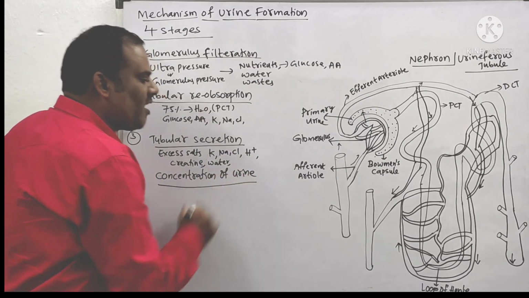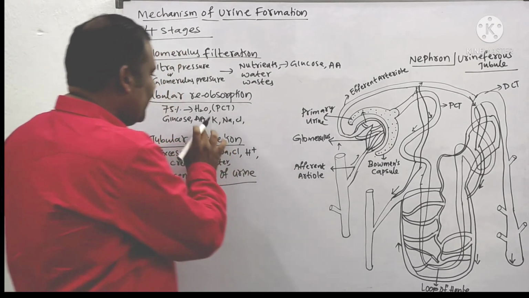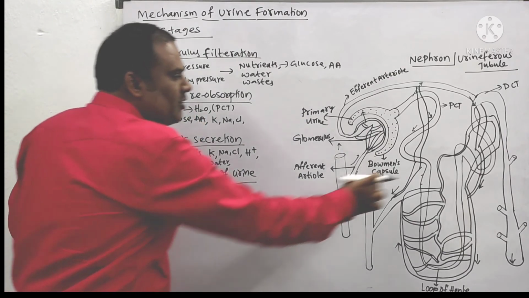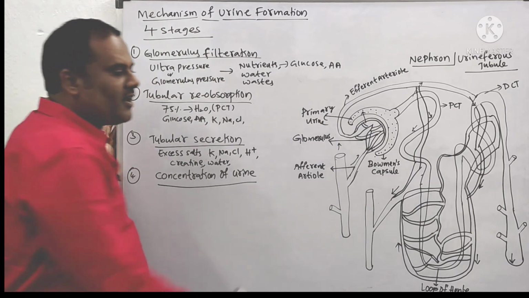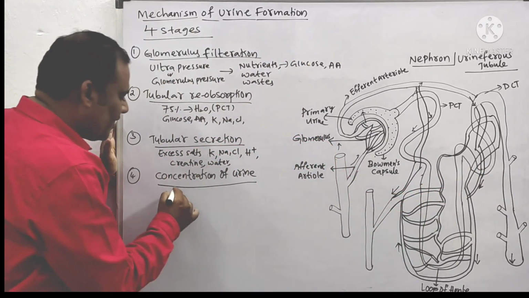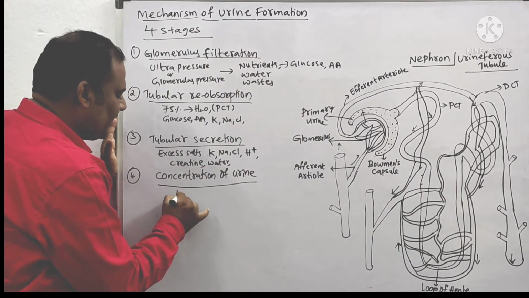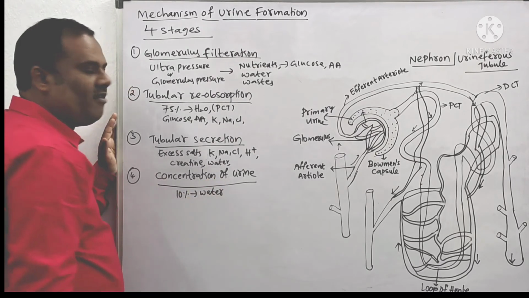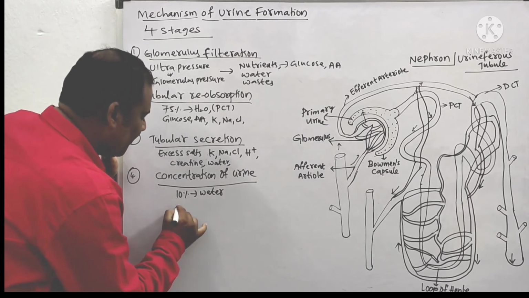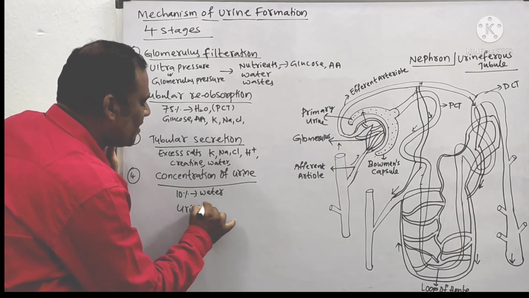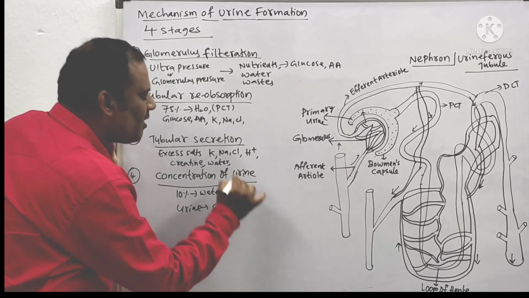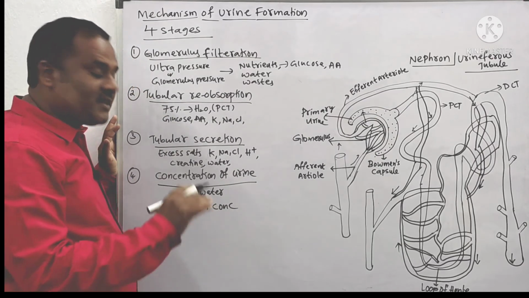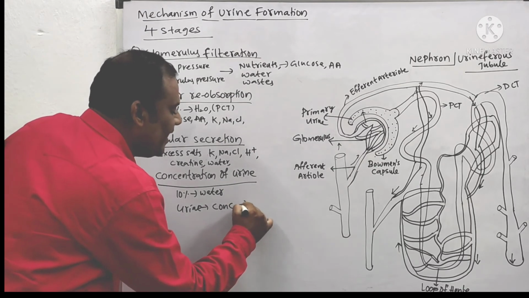Next, concentration of urine. And then what will happen? Here 75% of water is reabsorbed, and after that all the urine will come into the collecting duct. After coming into the collecting duct, still 10% of water will be reabsorbed here. And then the urine becomes concentrated. As this urine becomes concentrated, then what happens? This concentrated urine has to be expelled out.